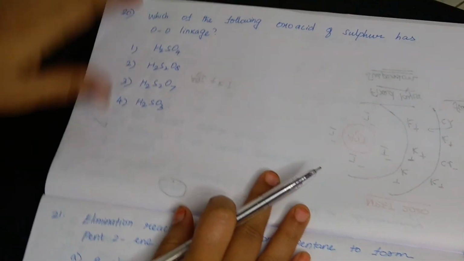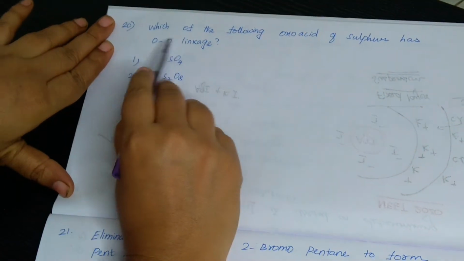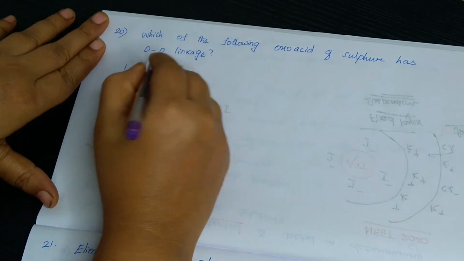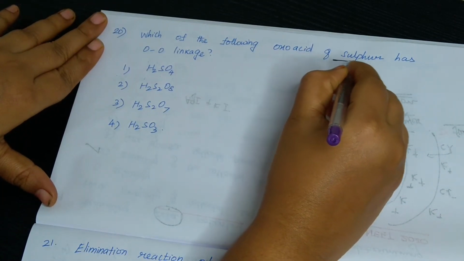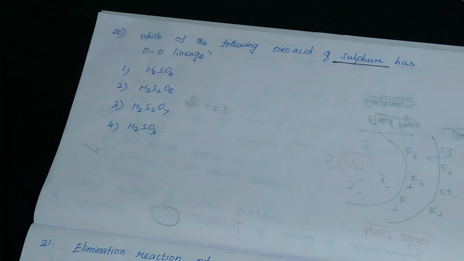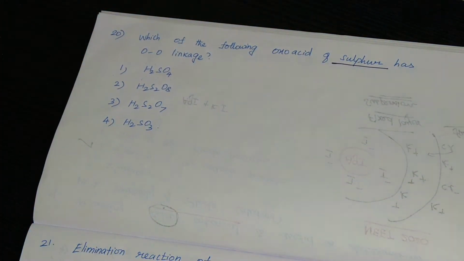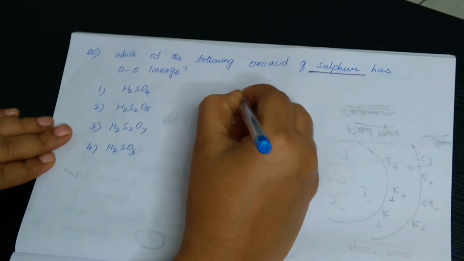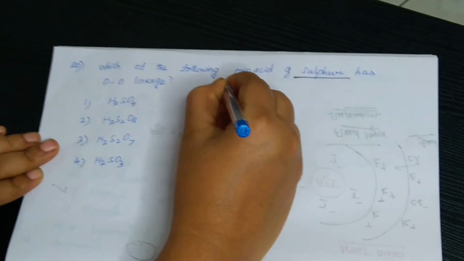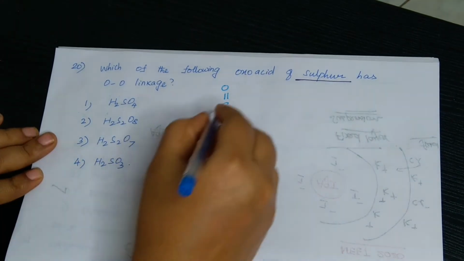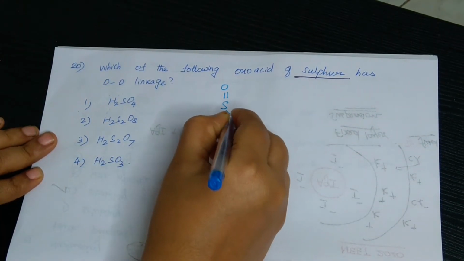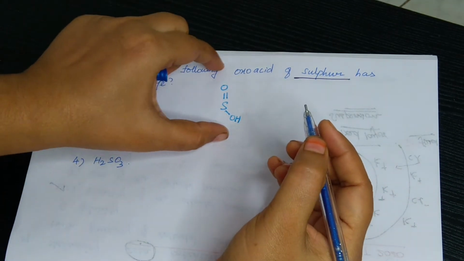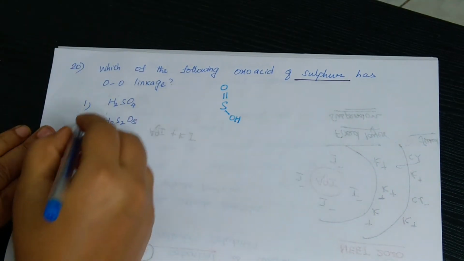Moving on to the next question. Which of the following oxo acids of sulfur has an oxygen-oxygen linkage? See, for writing an oxo acid of sulfur, you have a small tip. Sulfur should have one double bond O and one OH. So take this as common, and we are going to fill in the other things.